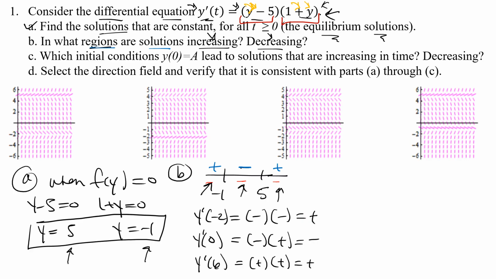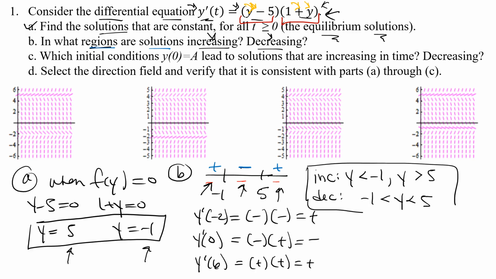So where is it increasing? Wherever we see those plus signs, that's where it's increasing. It is increasing for anything that's less than -1, and it's also increasing for anything that's bigger than 5. Then where is it decreasing? It's decreasing anywhere between -1 and 5. That's how we determine what regions the solutions are increasing and decreasing.